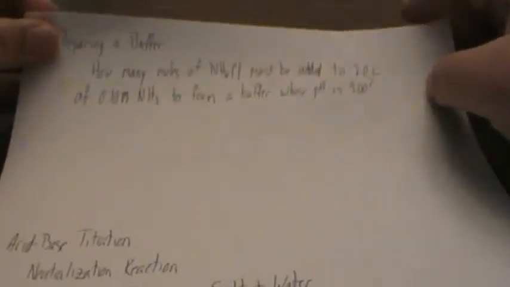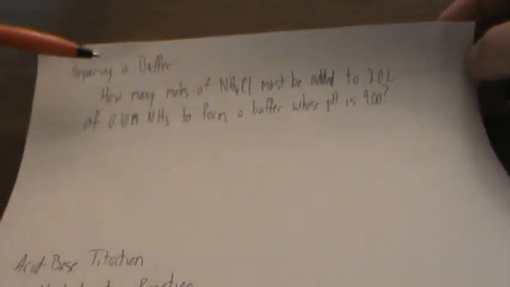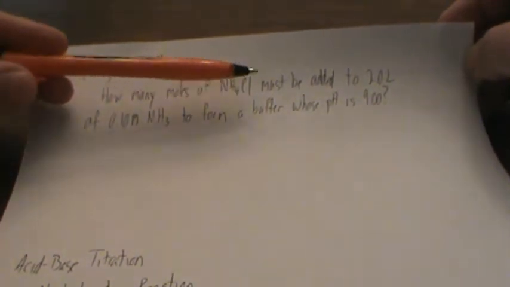Okay. What I like to do is go over some more examples dealing with buffers and acid-base titration. Our first example is how to prepare a buffer. It says: how many moles of ammonium chloride must be added to 2 liters of 0.1 molar ammonia to form a buffer whose pH is 9.